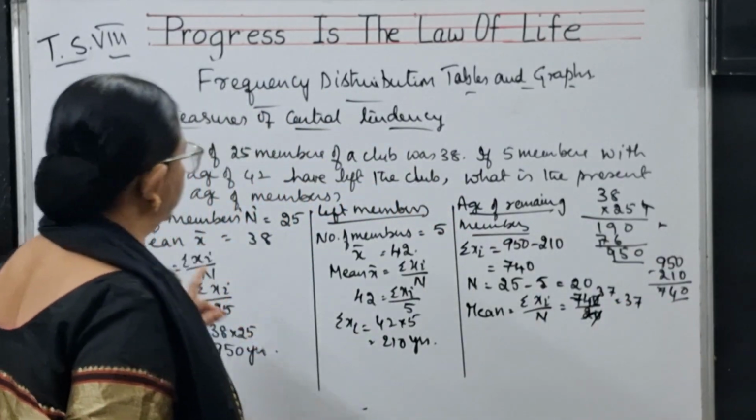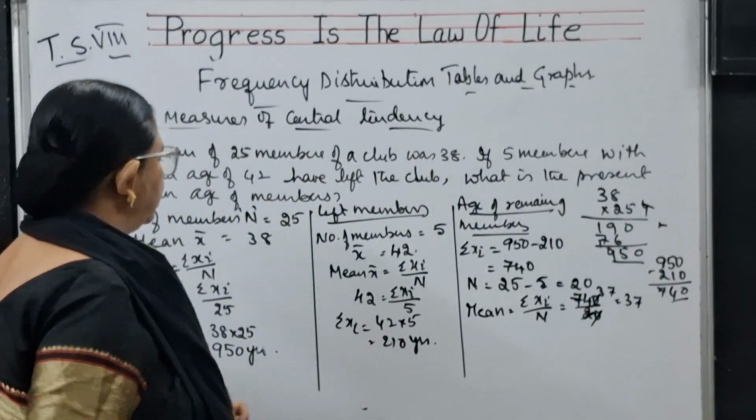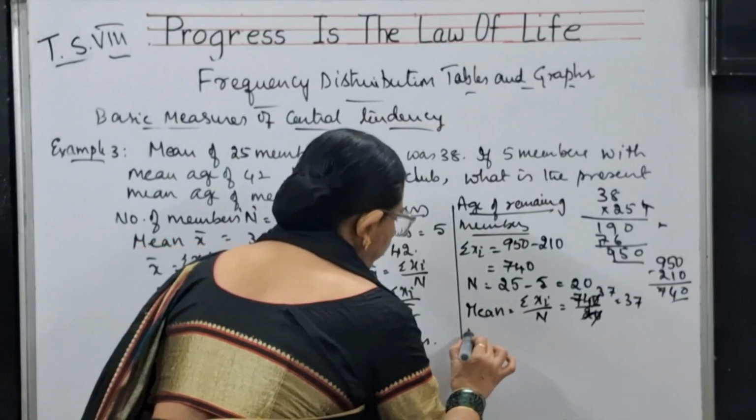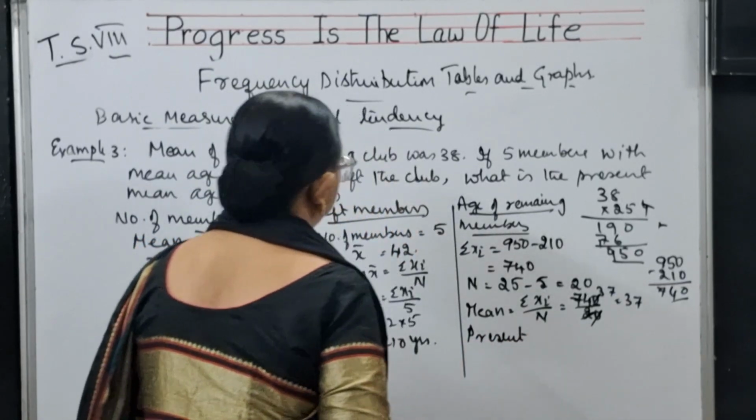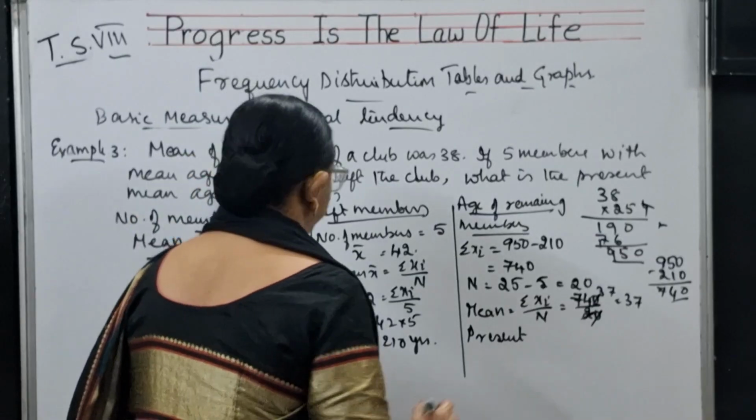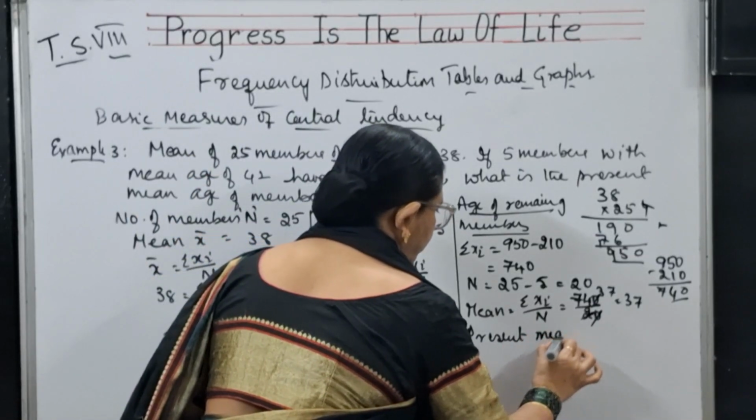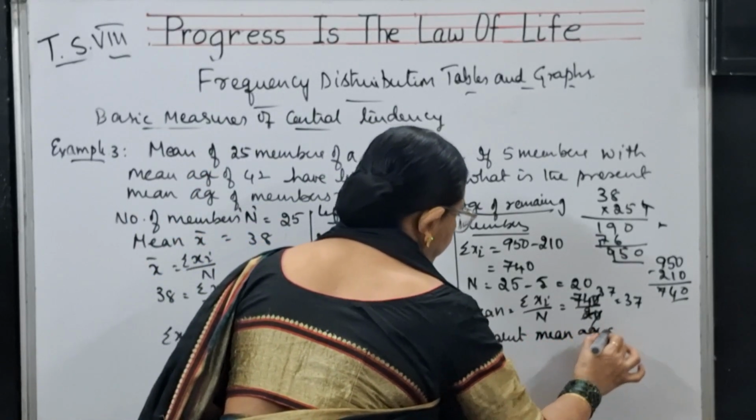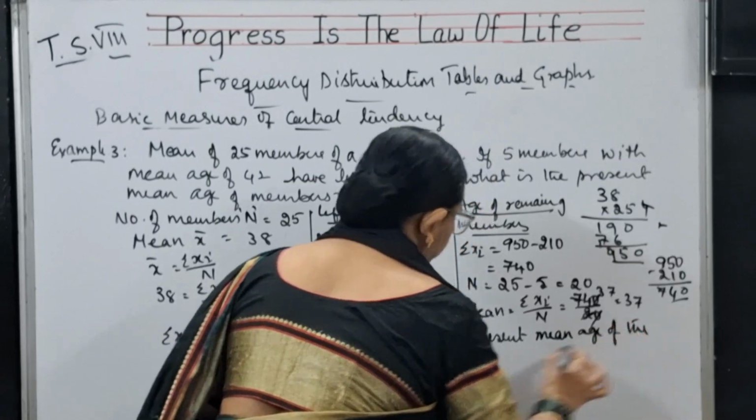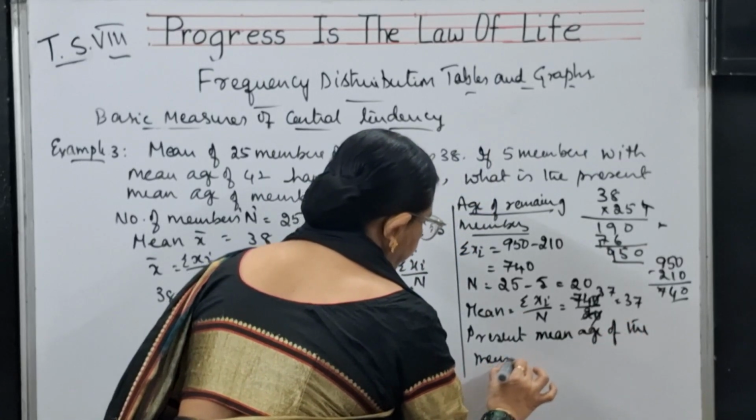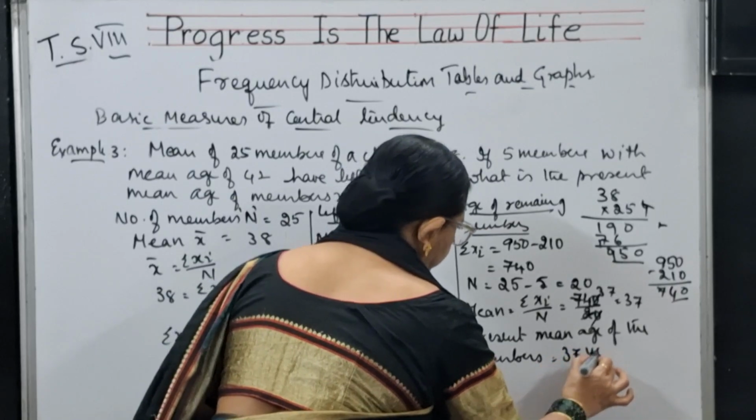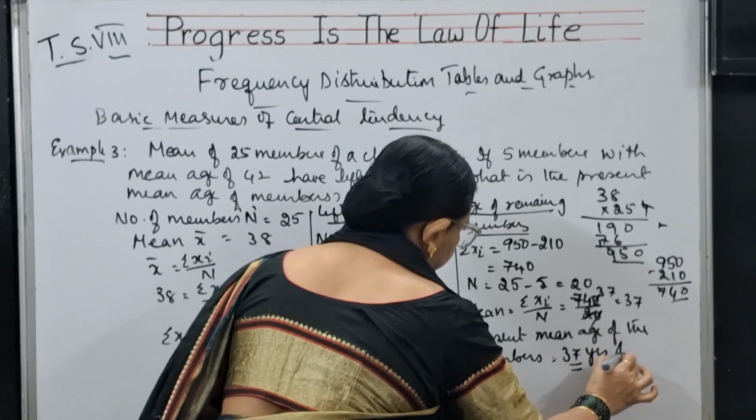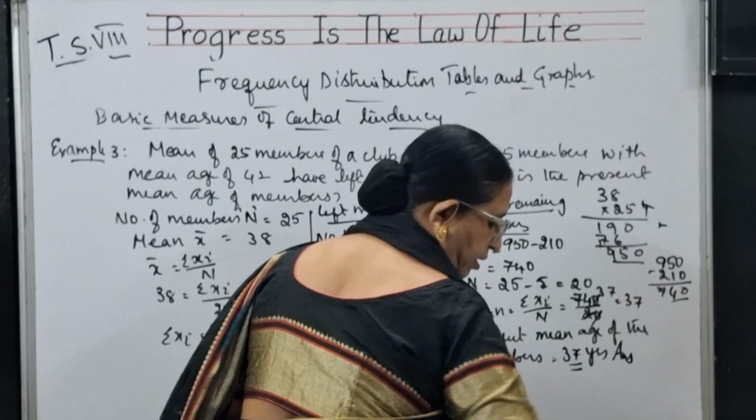So what is the question? What is the present mean age of the members? Present mean age of the members is equal to 37 years. This is the answer, children.